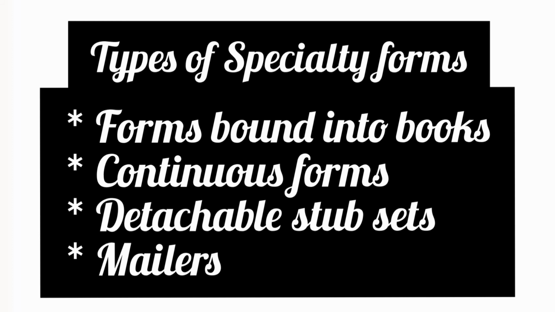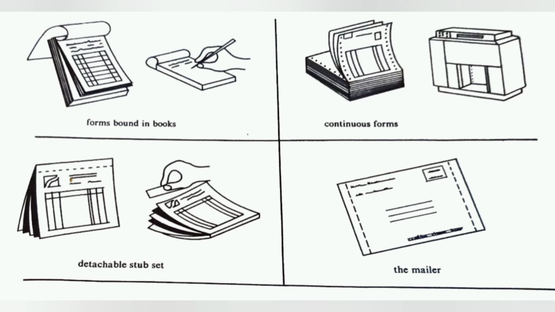Examples are multiple copy forms, forms with special binding, and forms designed to be completed with the use of a machine. There are 4 principal types of specialty forms: forms bound into books, continuous forms, detachable stub set, and mailers. Examples of these forms are shown in the figure.